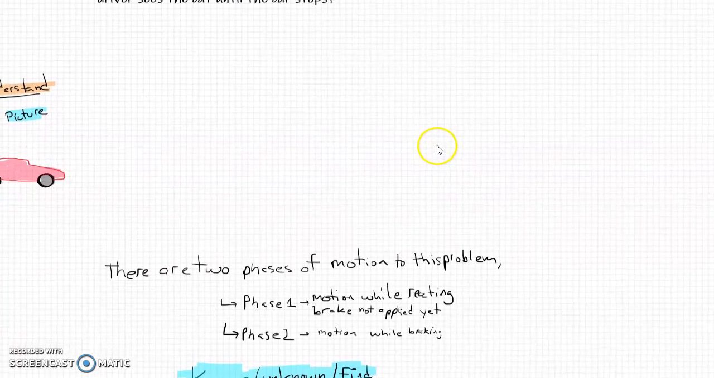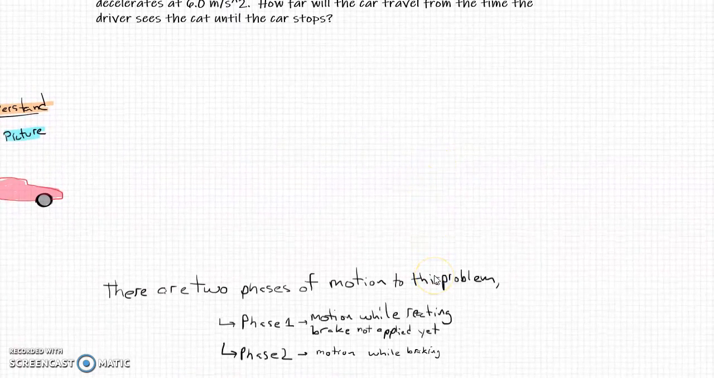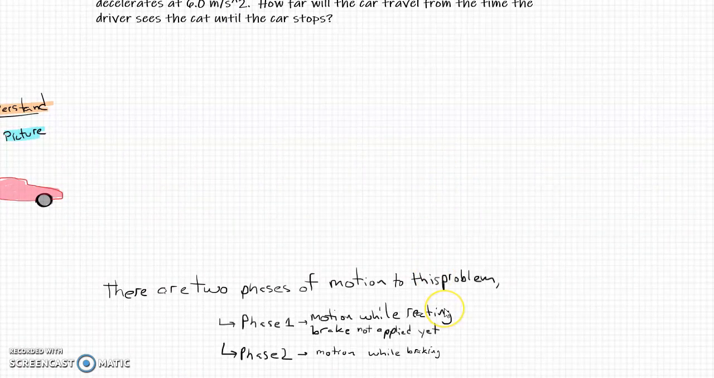The two phases here are, first of all, phase number 1 is the motion while reacting, but the brake is not actually applied yet. Again, there's this time where the car is traveling and it's just going the speed that it was going. Phase 2 is the motion while it's actually braking. So I'm going to pause here and I'll come back with you and I will have put together the picture in a little bit more detail.